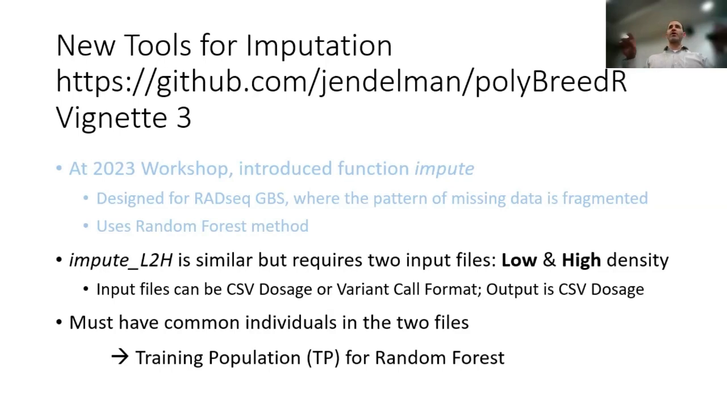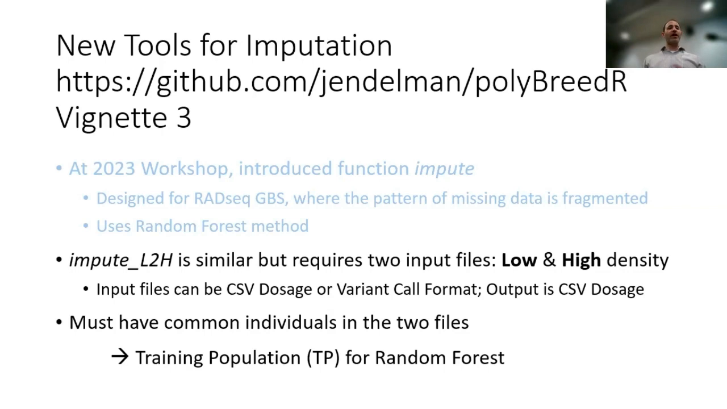And the individuals that are in common between those two data files serve as the training population for the random forest algorithm. A random forest is a classification tree approach that makes these trees and then takes an ensemble average. And you have to have a set of individuals genotyped on both platforms for it to learn how to take the low density and predict the high density.